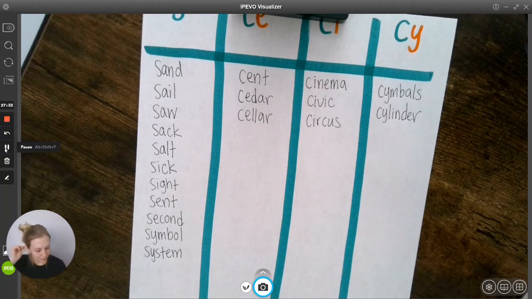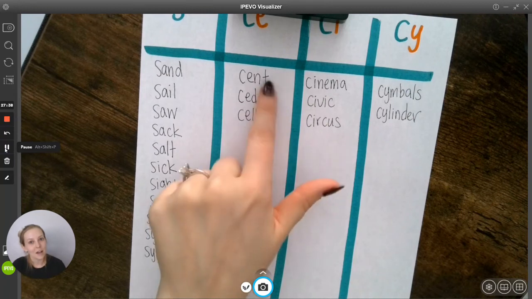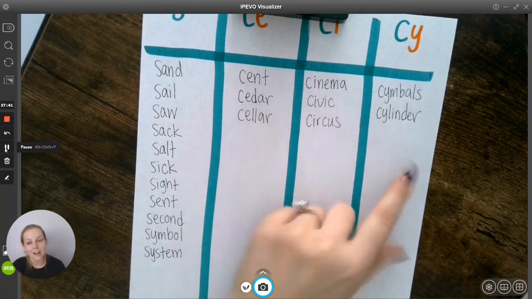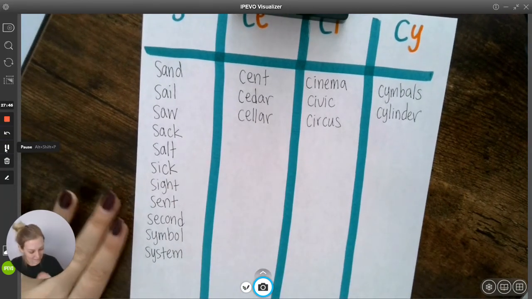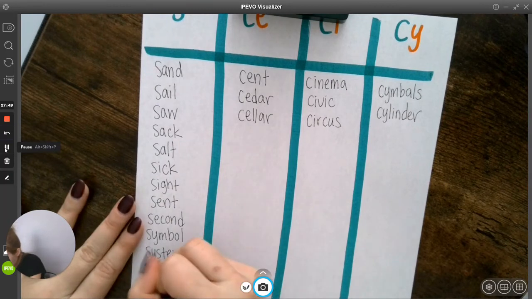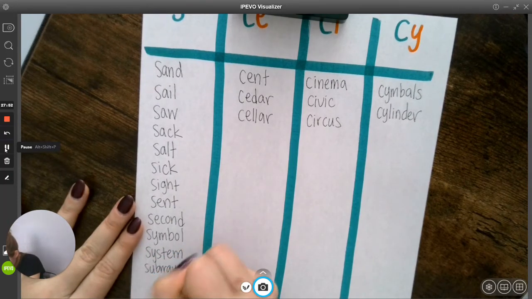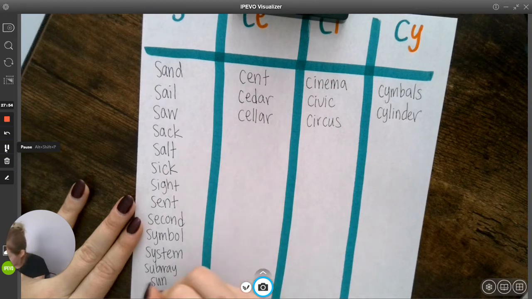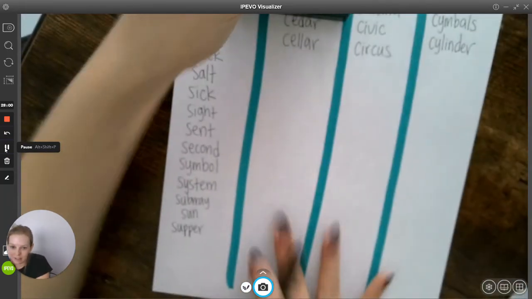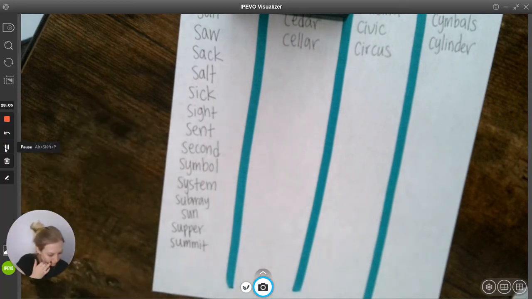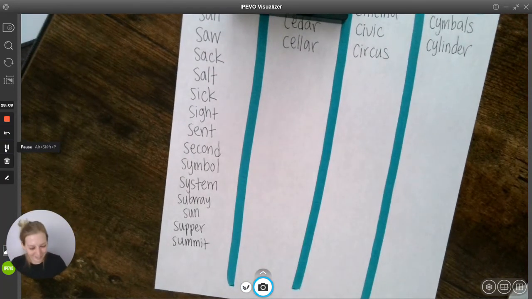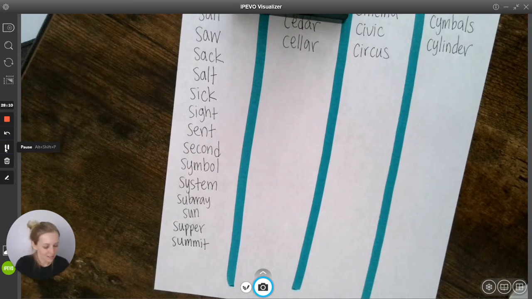Good. So how can those be spelled? Only with an S. C does not soften if it's followed by a U. Only E, I, or Y. So we know it has to be with an S. So let's add those. Subway, sun, supper, and summit. Got them all. Just checking. Okay. Awesome job, my friends.